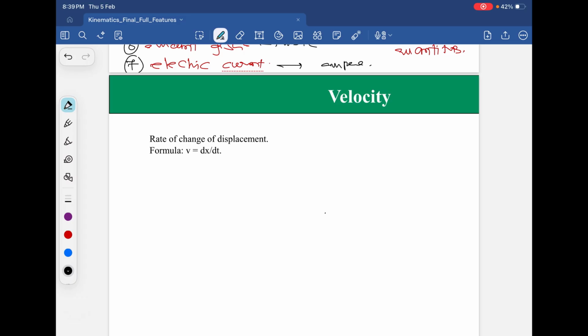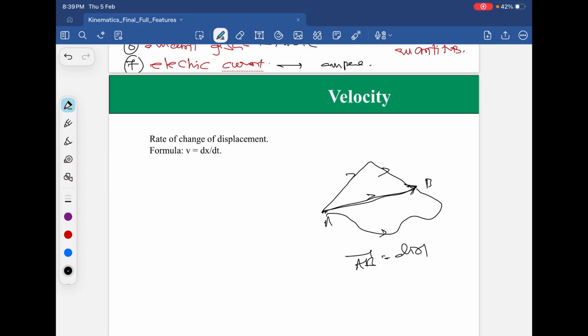Say, for example, a particle is at A and you want to take it to B. You can follow this kind of path from A to B, or a straight path, or you can follow this kind of path also. Among the given paths, which is the shortest path? Always the straight perpendicular distance becomes the shortest. So here AB bar is called the displacement.